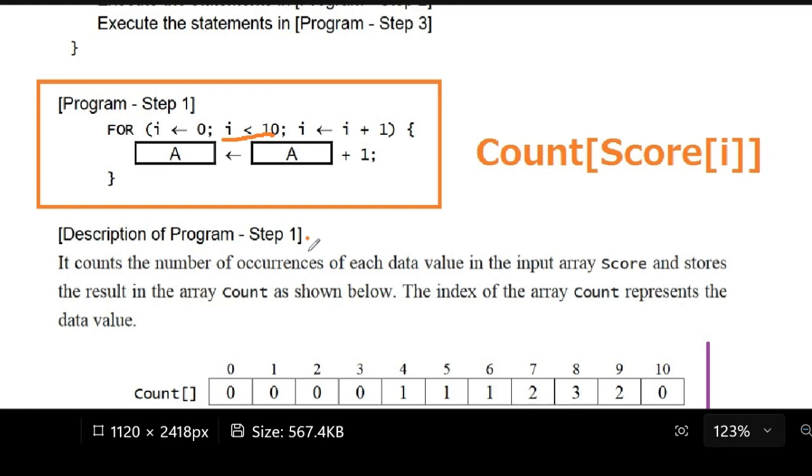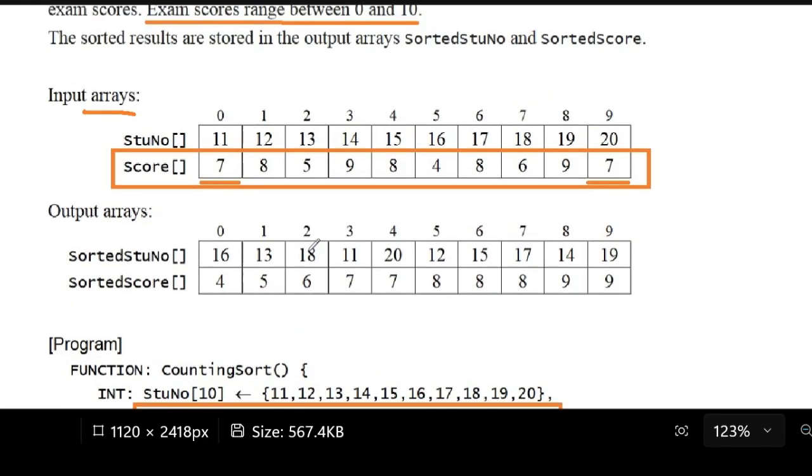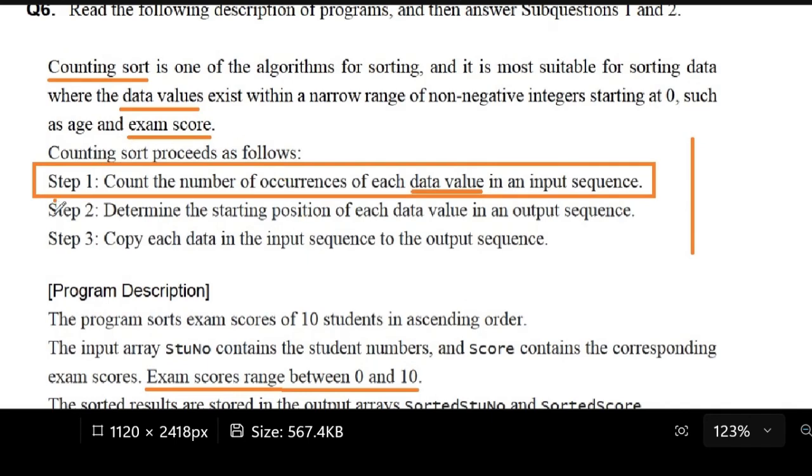Okay, now if we read the description for step 1, we find here the sentence saying count the number of occurrences of each data value in an input sequence. When I read this the first time, I needed to know what data value meant. And if we look somewhere up above it, remember we're doing this counting, which is a counting sort algorithm or a set of instructions for the computer to do.